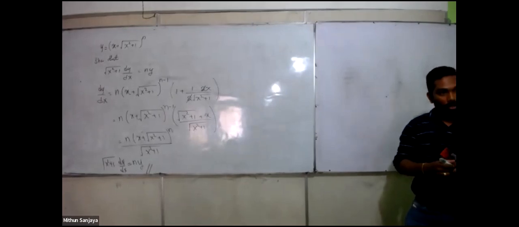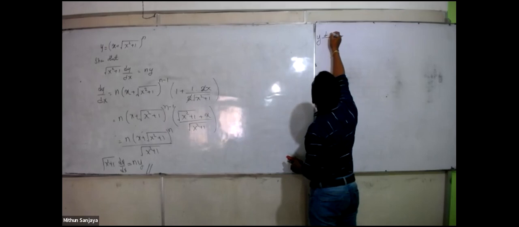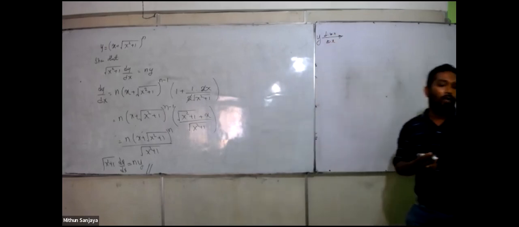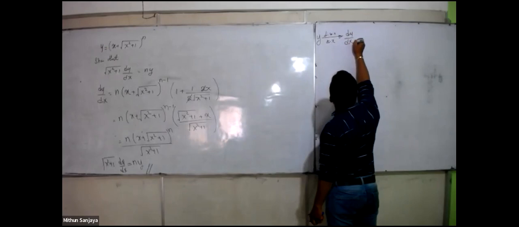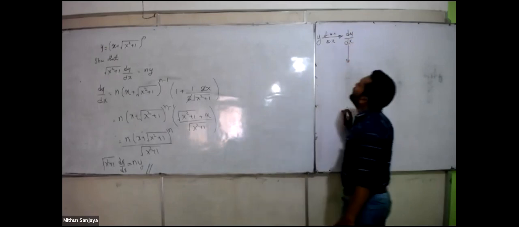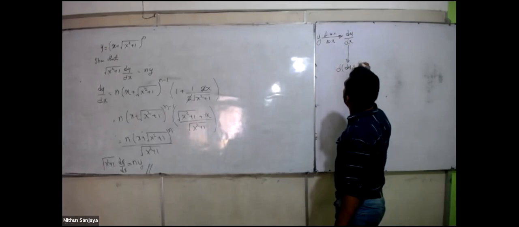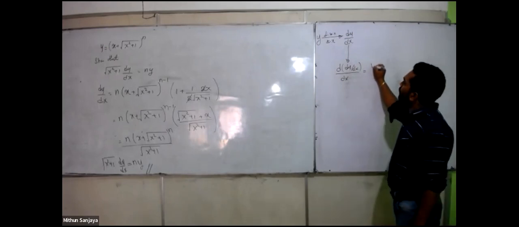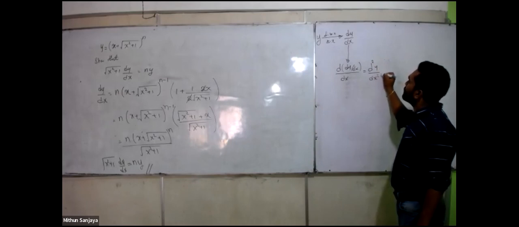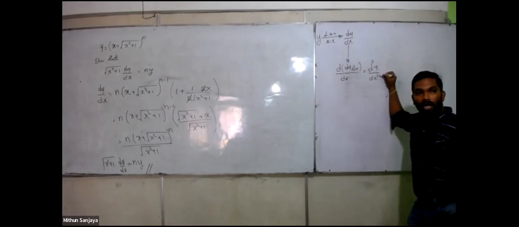higher order. Next, we have a function y and we differentiate it with respect to x. Then we have dy over dx, which can be differentiated again. We write it as d over dx of dy over dx, the differentiation of dy over dx. It is denoted d square y over dx square, the second derivative of y.